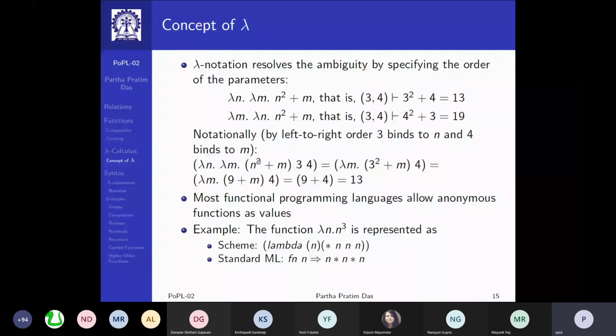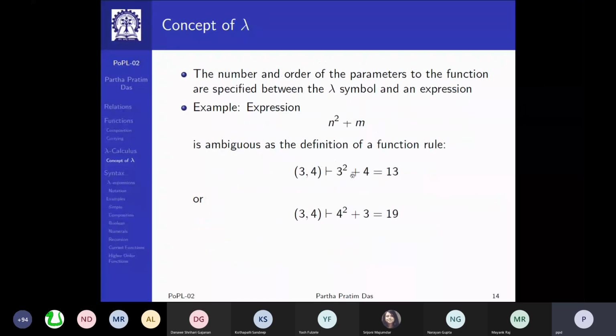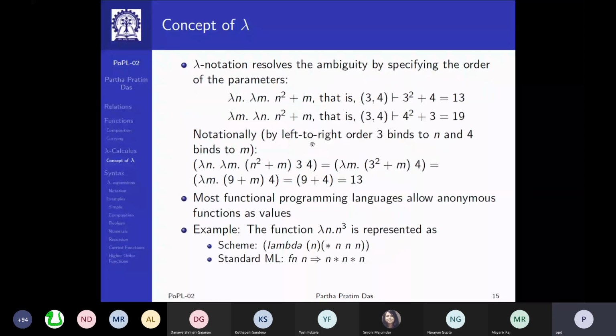So what we saw in the first application will be the result. The 13 will be the result. Just recall, I'll go back one slide. This result 13 comes if n gets 3 and m gets 4. So if my abstraction is this, then its application on 3, 4 is 13. But if I change the order of the variables m and n, then, as in C, you are just changing the order in which you have written the parameters. Similarly, lambda m and lambda n, we have just changed that order with the function body remaining the same. Now, if I apply it with 3, 4, I'll get the result 19.